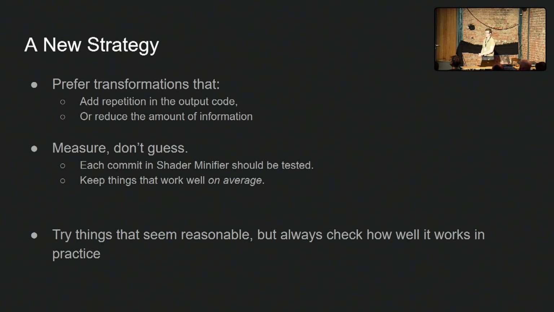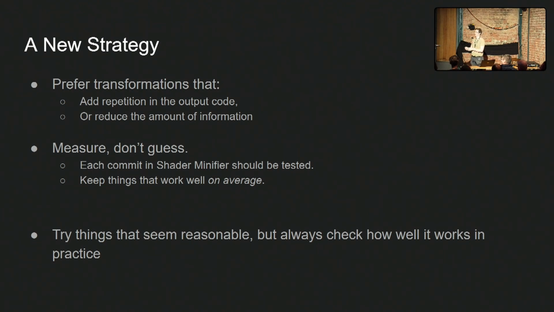And so after that, we decided to use a new strategy. First, for all the transformations that we apply in the Shader Minifier, we want to either reduce the amount of information, like remove things that are not needed, because typically if you just remove, that should be smaller, or try to have some kind of repetition in the output code, because this repetition will compress well.